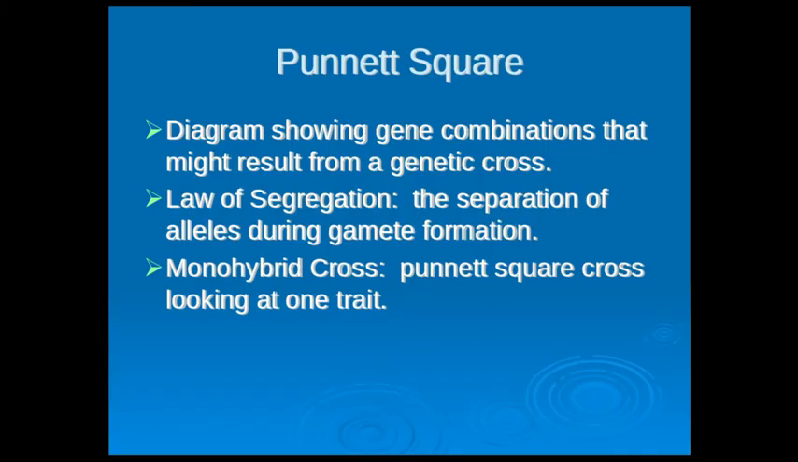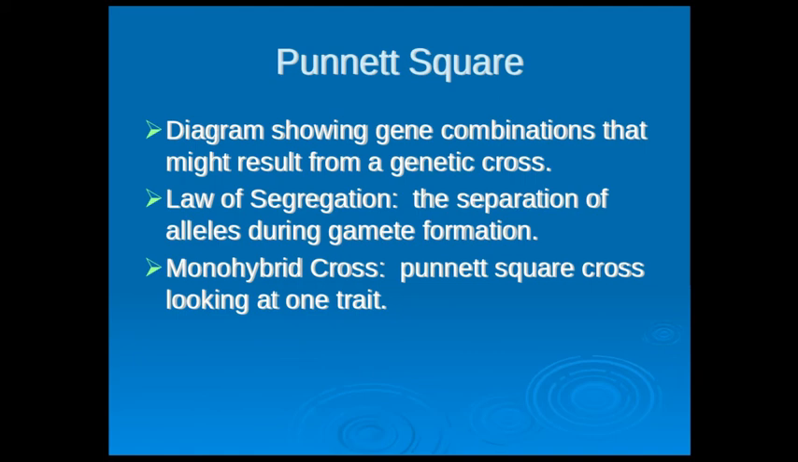So a Punnett square is just a diagram that shows how genes combine for specific traits, all right? So we're looking at one trait at a time. Sometimes you can do multiple traits, but we're looking at one trait at a time today. So first, we need to know what the law of segregation is and what a monohybrid cross is. So the law of segregation just states the separation of alleles during gamete formation.